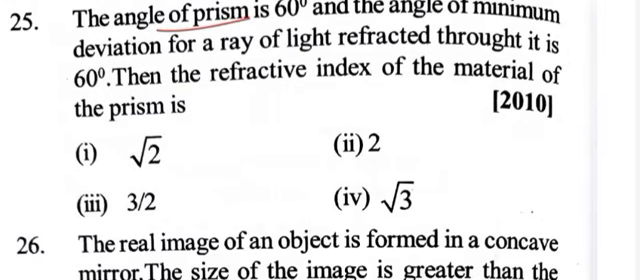The angle of the prism is 60 degree and the angle of minimum deviation for a ray of light refracted through it is 60 degree. Then the refractive index of the material of the prism is mu is equal to sin((A plus delta) by 2) whole divided by sin A by 2. If we put the values, our answer will be root 3. Option 4 will be your correct answer.